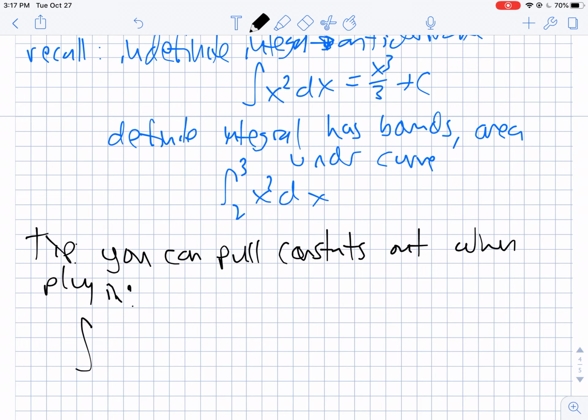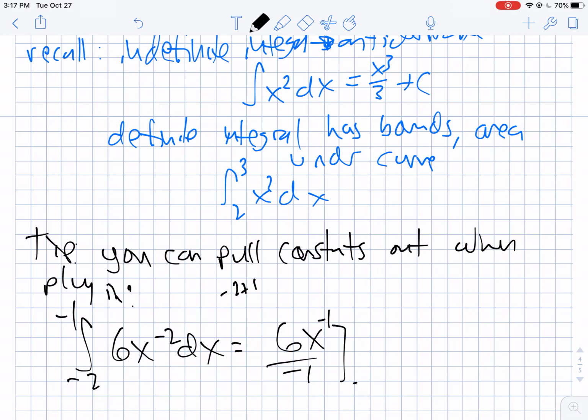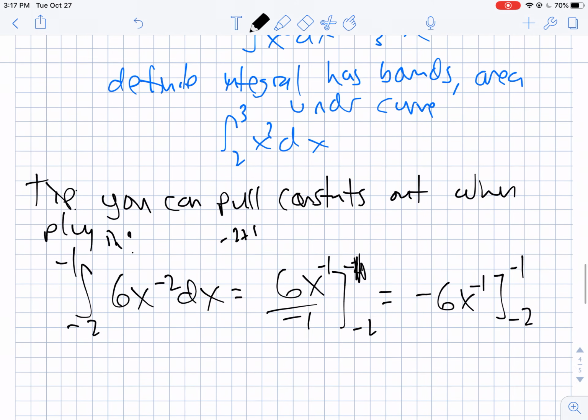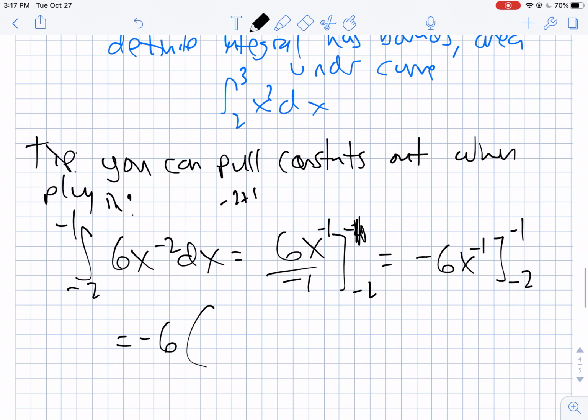Say you have to take the integral from -2 to -1 of 6x to the -2. You can already see there are a lot of minus signs in here. When you integrate that, -2 plus 1 gives you -1, so you could write this as -6x to the -1, going from -2 to -1. You could just leave the -6 in front, and that's -6 times 1 over x. So I leave the -6 in front, and then do 1 over -1 minus 1 over -2.